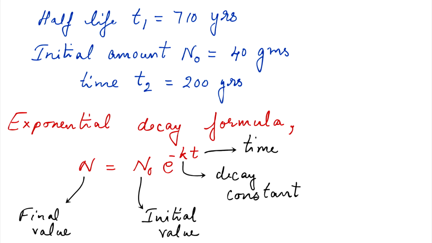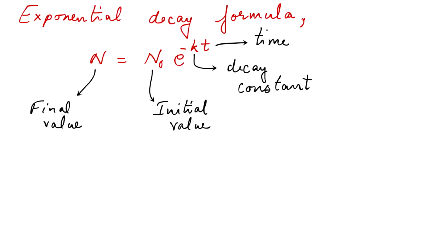We now need to formulate the next equation using this formula. Since we have the initial value as 40 grams, let's substitute that and note down the equation. So that's N equals 40 times e to the power minus kt.